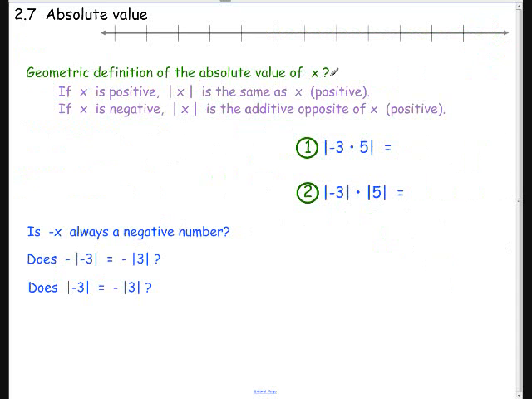So we spent a little work on the number line just to remind ourselves of our last lesson. Now we're going to talk about the absolute value of x. If x is positive, then the absolute value of x is the same as x. However, here's where it gets more interesting. If x is negative, then the absolute value is the additive opposite of x, making it positive.